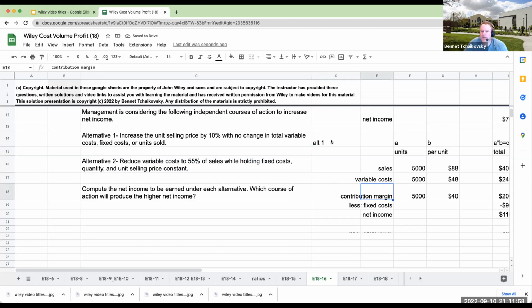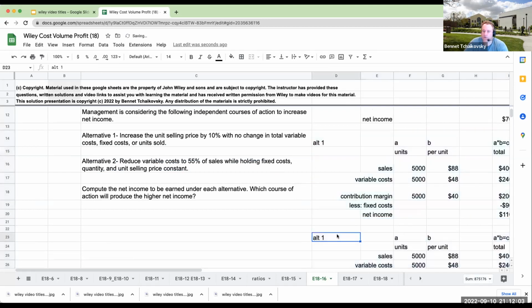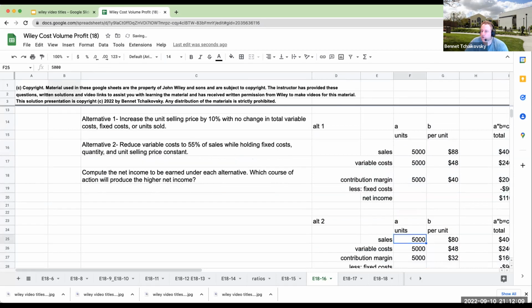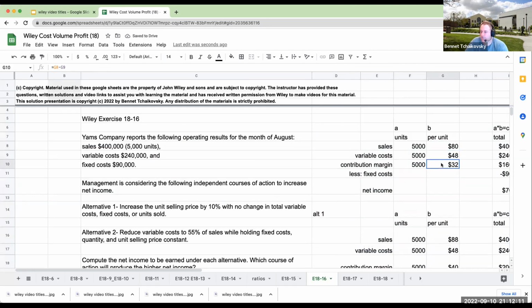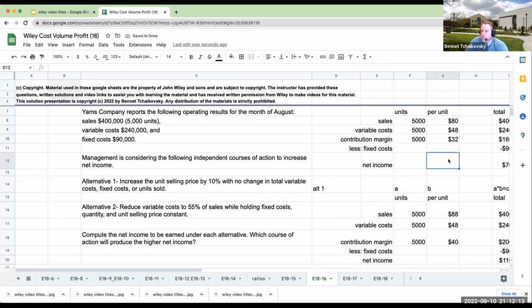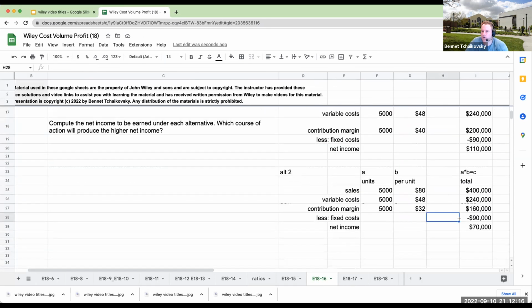Okay, so next one over here. This is right now doing pretty well. Let's go ahead and look at Alt 2, and let's make sure we go back to the original scenario. So our original scenario is 80, 48, and 32 with a net income of 70. And here we are now.